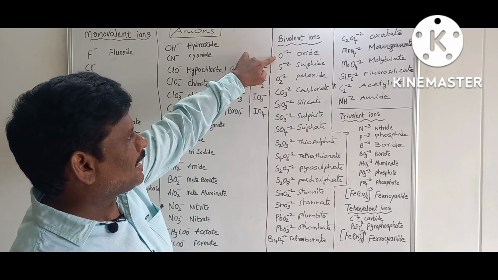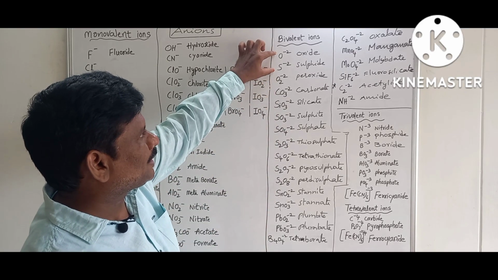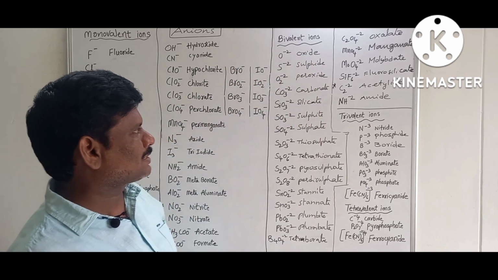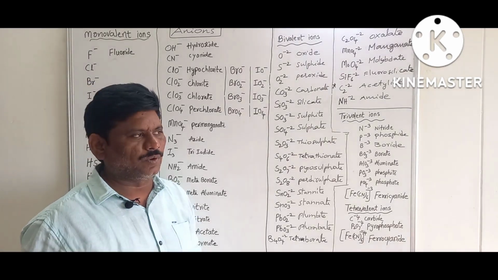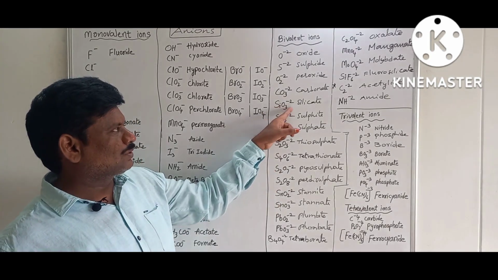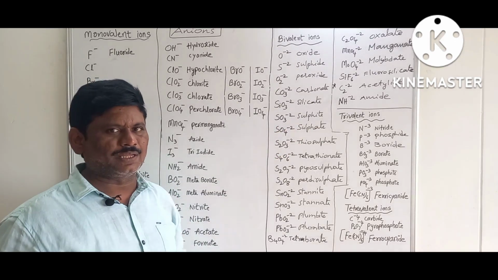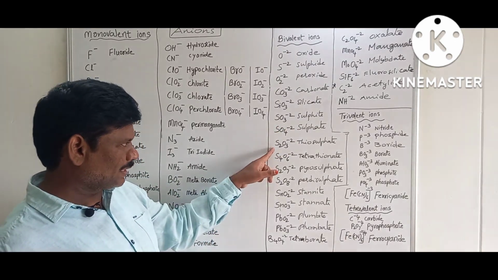Next one, bivalent ions. First one, oxide, sulfide. These two are elements having negative charge, so ends with -ide. Next, O2 minus 2, peroxide ion. CO3 minus 2, carbonate ion. SiO3 minus 2, silicate ion. SO3 minus 2, sulfite ion. SO4 minus 2, sulfate ion.